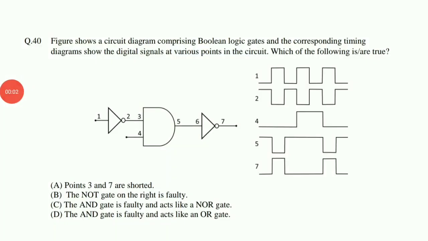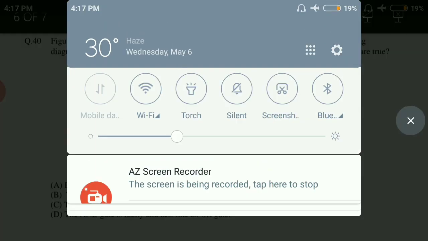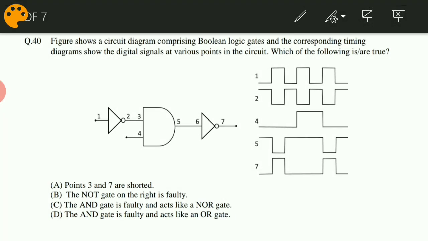Let us move on to the second problem. The figure shows a circuit diagram comprising Boolean logic gates, and the corresponding timing diagrams show the digital signals at various points in the circuit. Which of the following is or are true? We have a circuit here. 4 options are given, and we have the timing signals at various points.